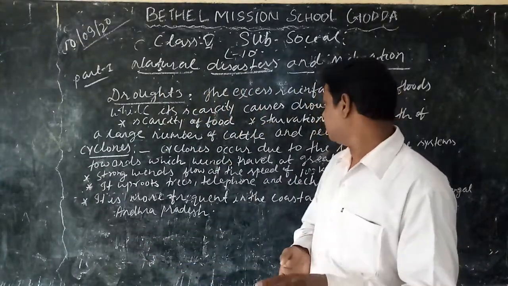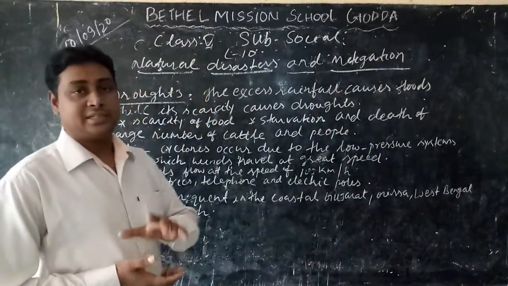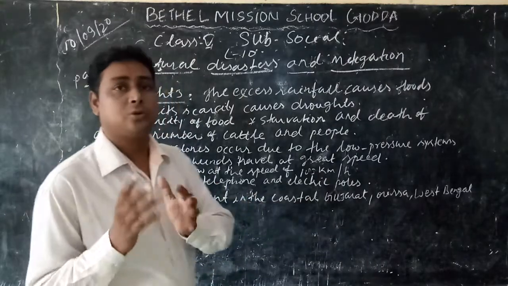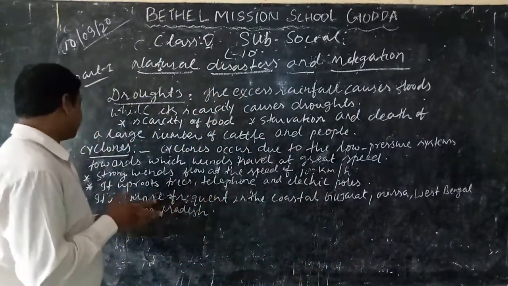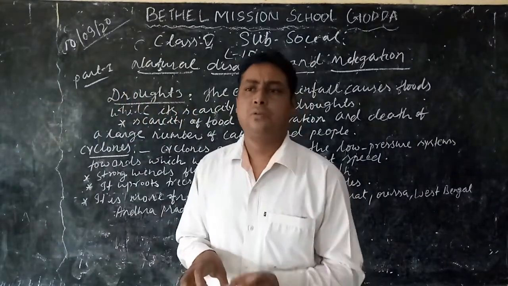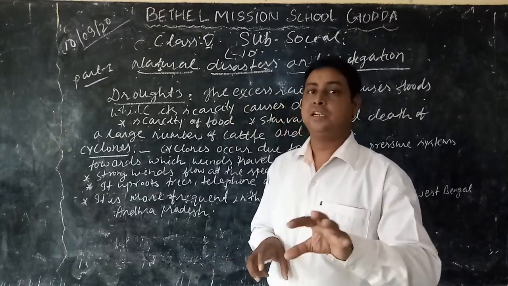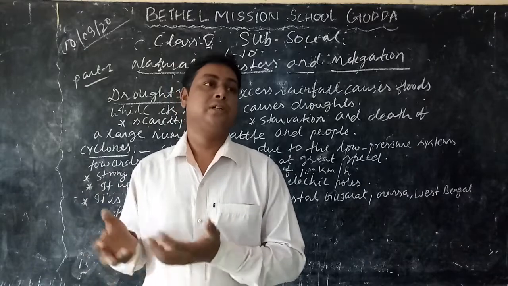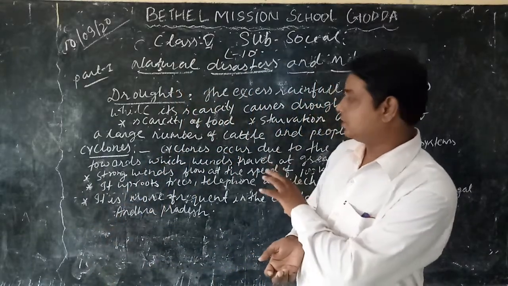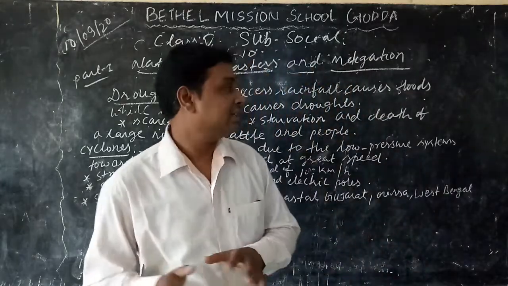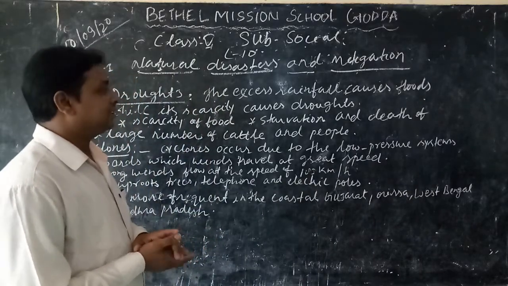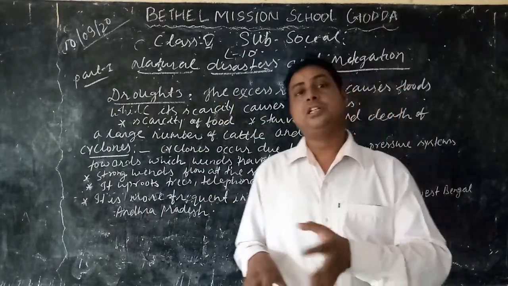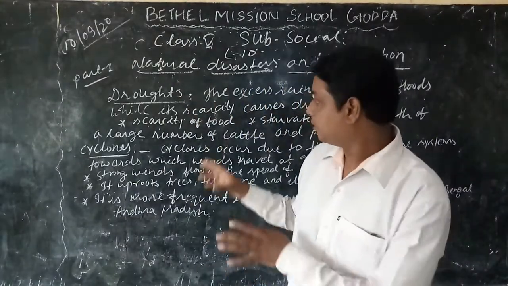Cyclones occur due to a low pressure system. Generally it is more frequent in coastal areas of Bengal, Gujarat, Odisha, Andhra Pradesh. During a cyclone, strong winds flow at a speed of 100 km/h. They uproot trees, electric poles and telephone lines. Due to the cyclone, we find the death of a large number of people, and destruction of life and properties. Cyclones also uproot trees, electric poles and telephone lines. Now you are understanding very nicely.